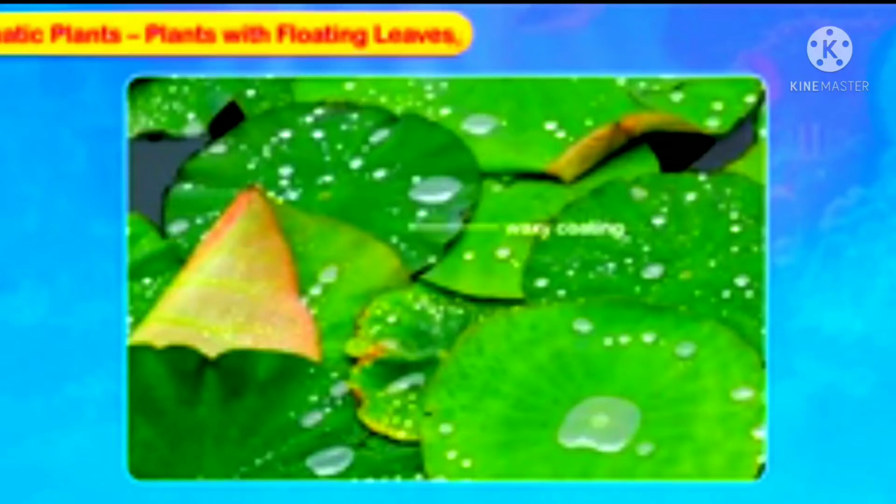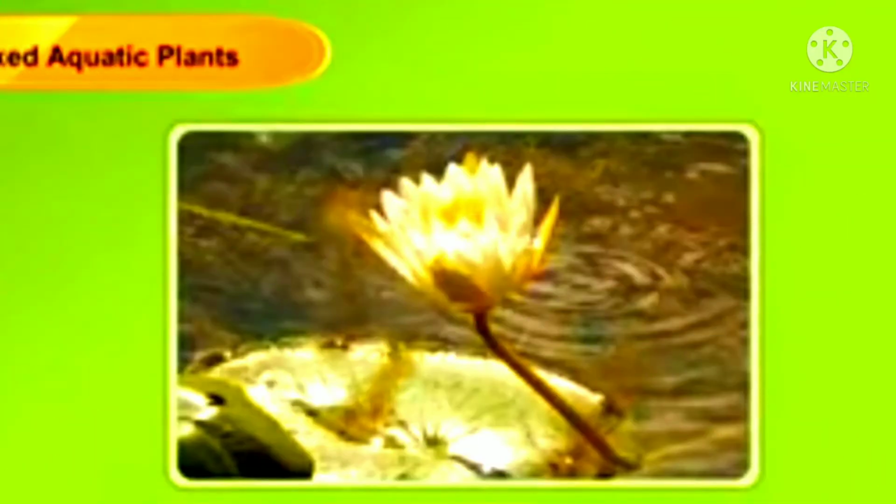This waxy coating forms a thin layer between the leaves and the water. It prevents the water from accumulating on the leaves. What is the meaning of accumulate? Accumulate means gather together, or you can say it as collect. Okay. Hence, this waxy coating prevents them from rotting. Okay.